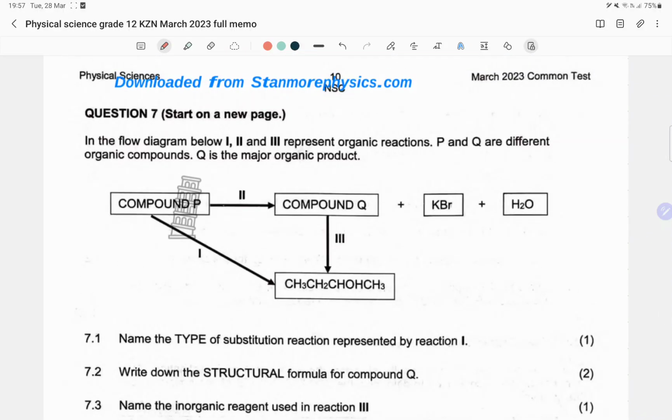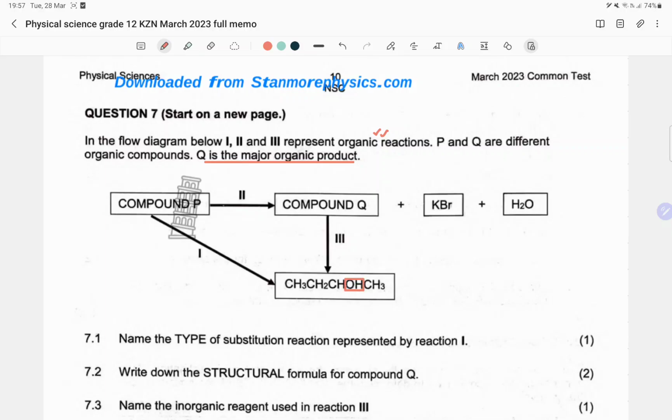The following flow diagrams 1, 2, and 3 represent organic reactions, which I'm going to teach you about not so long from now. P and Q are different organic compounds. Q is the major organic product, so it means some rule of some kind is going to be applied. Then we've got compound P as the starting material, and then it undergoes reaction 1 to this one. But now we've got an oxygen and a hydrogen that are doing stuff that we don't understand.